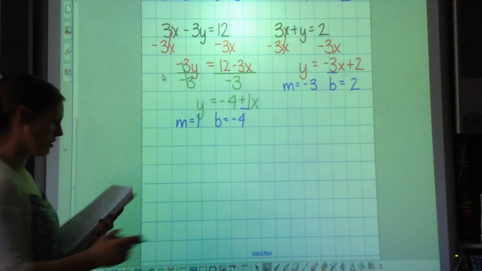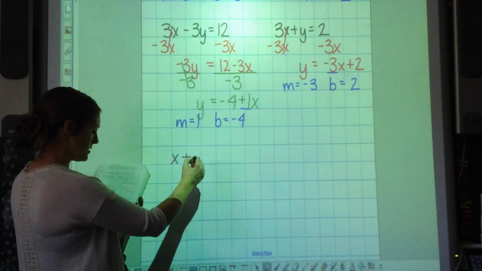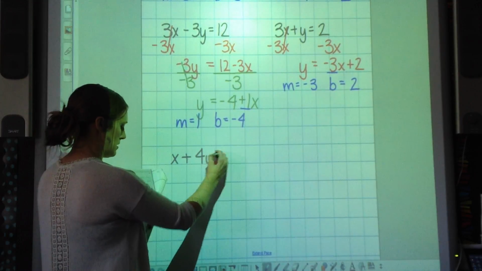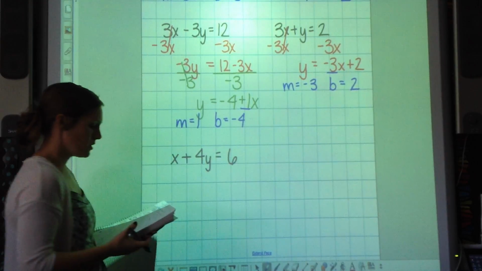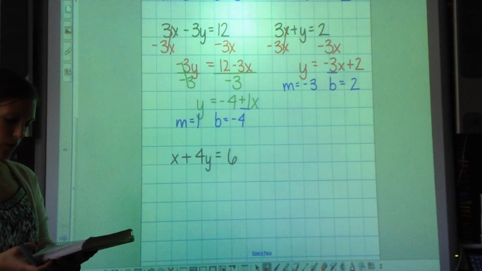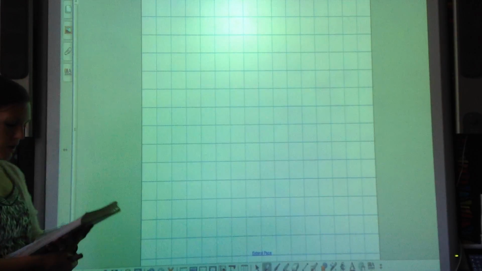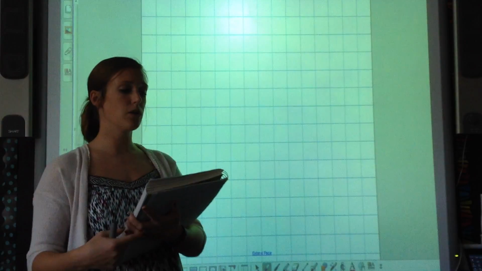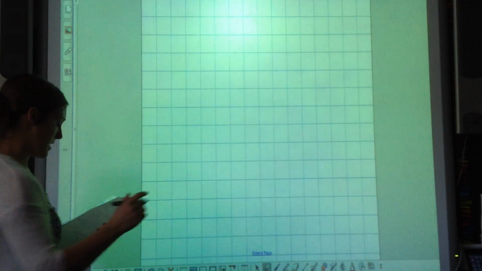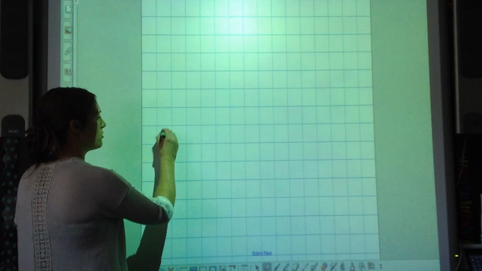Okay, now it's your turn to try. Try x plus 4y equals 6. Solve for y and find your slope and y-intercept. The next section, we're actually going to meet our goal. We're going to graph linear equations now. So graph using slope-intercept form is our title.